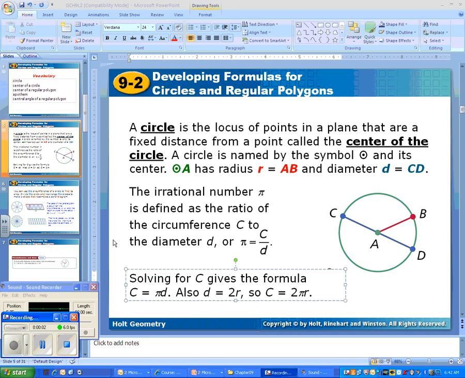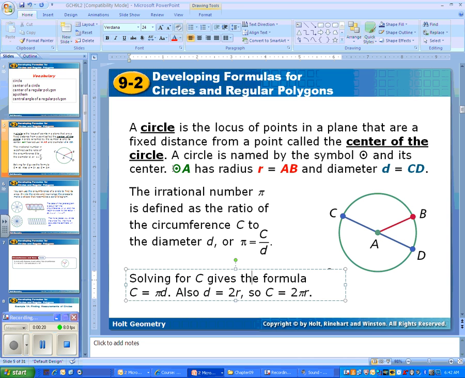Okay, in 9.2, we're going to be talking about two shapes today. The first shape we're going to talk about is the circle. So, circle, you all know what that shape is. It's not a polygon. It's where all the points are equidistant from the center.